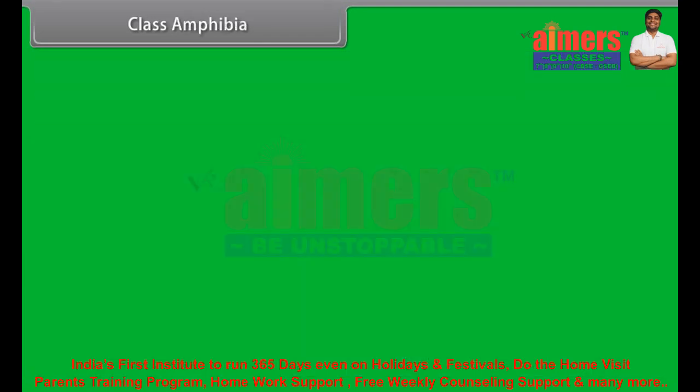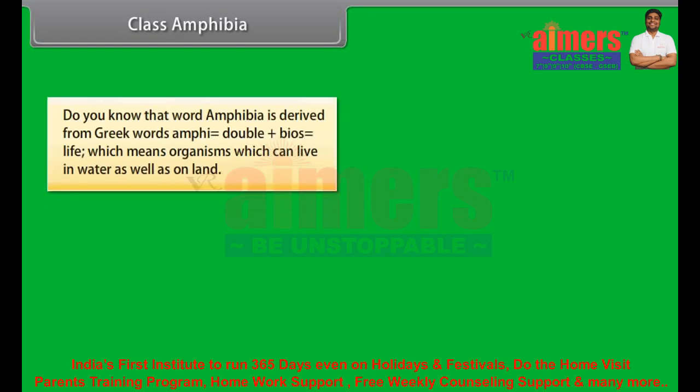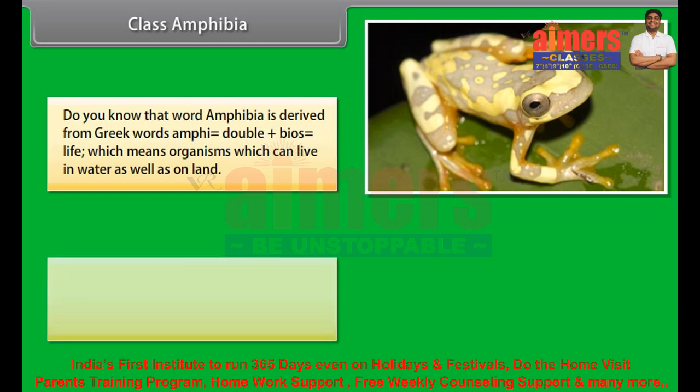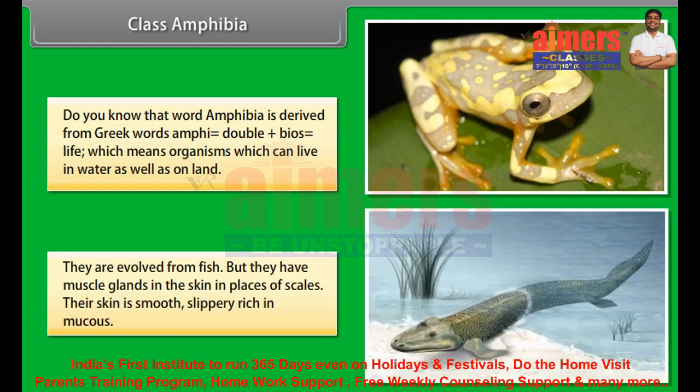Class Amphibia. Do you know that the word amphibia is derived from Greek words amphi, which is double, plus bios, which is life, which means organisms which can live in water as well as on land. They have evolved from fish, but they have mucous glands in the skin in place of scales. Their skin is smooth, slippery, rich in mucus.